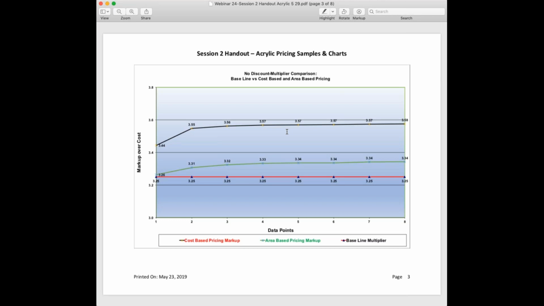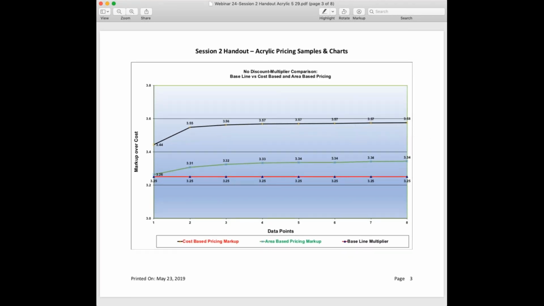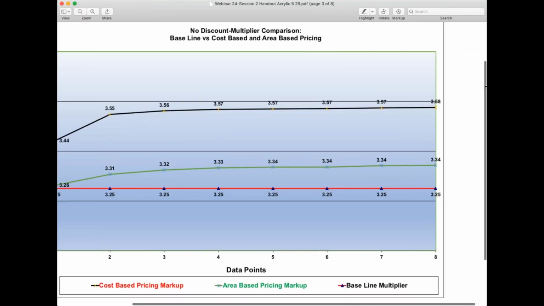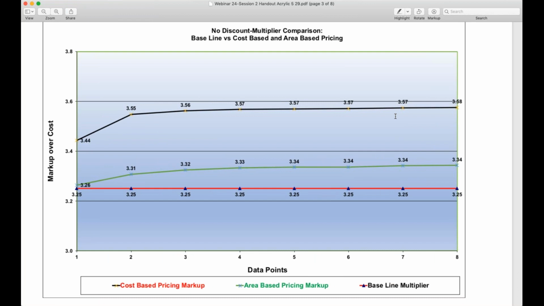I realize that you can't really read the numbers on the screen. They're not legible. Let me just try to make them a little bit bigger. There, that's a little bit better.